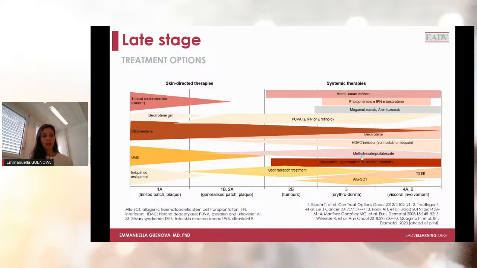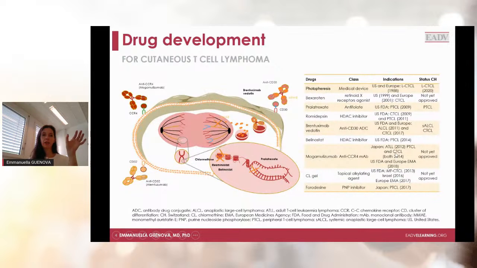So thinking about how to present this to you, I decided to show you what has been actually licensed for treating CTCL, because some of the treatments that we use are not really targeted for T-cell lymphoma. So maybe it will be interesting for you to know what is really within the indication cutaneous T-cell lymphoma. So the first one that has been licensed is actually the photopheresis in 1988 in Europe and the United States.